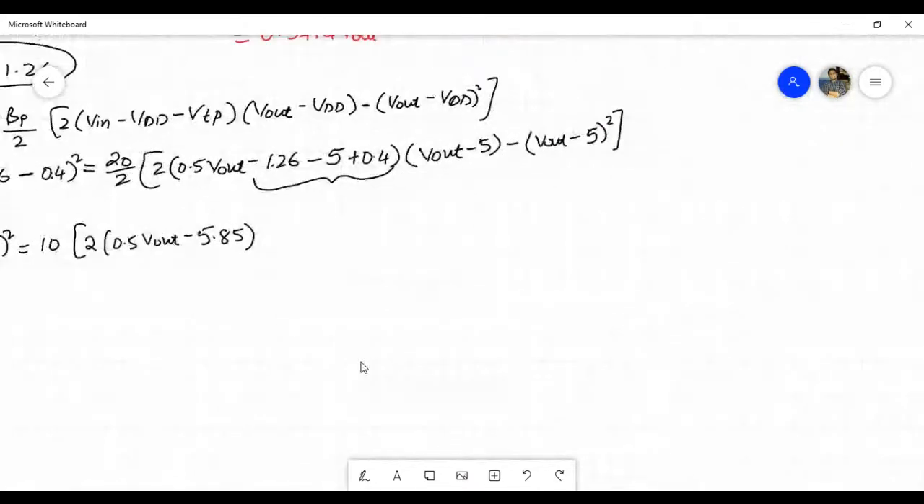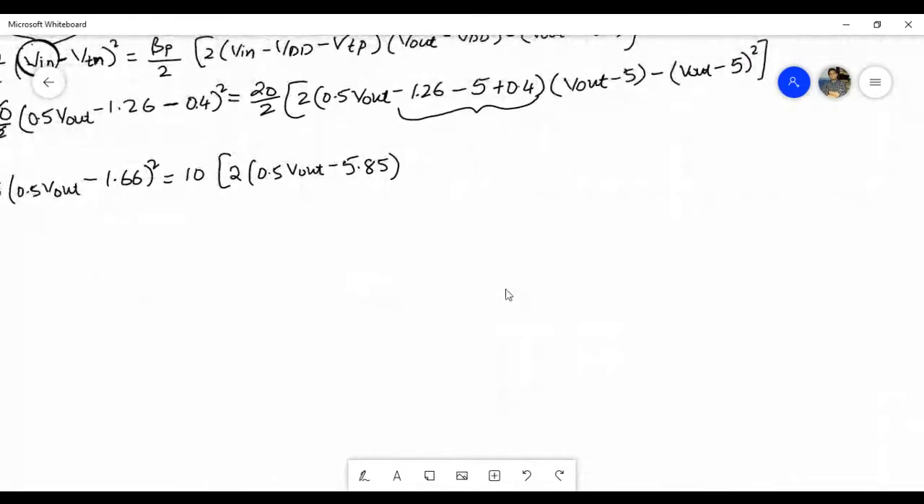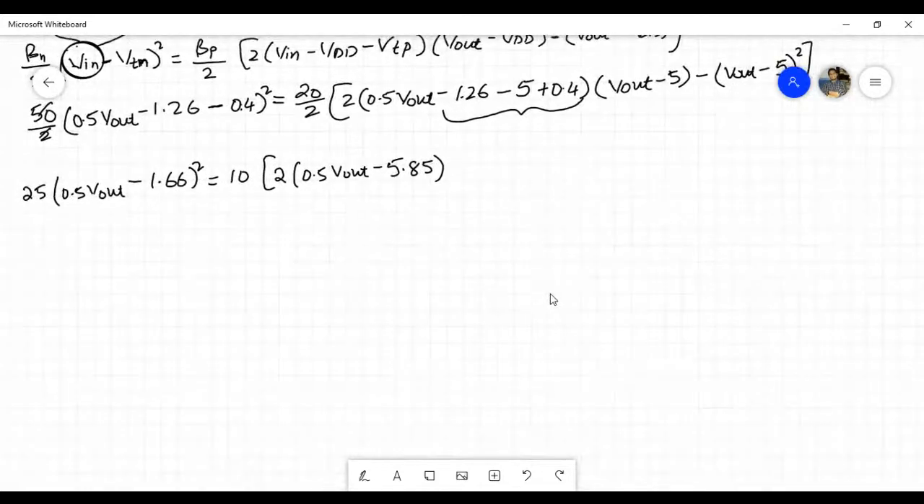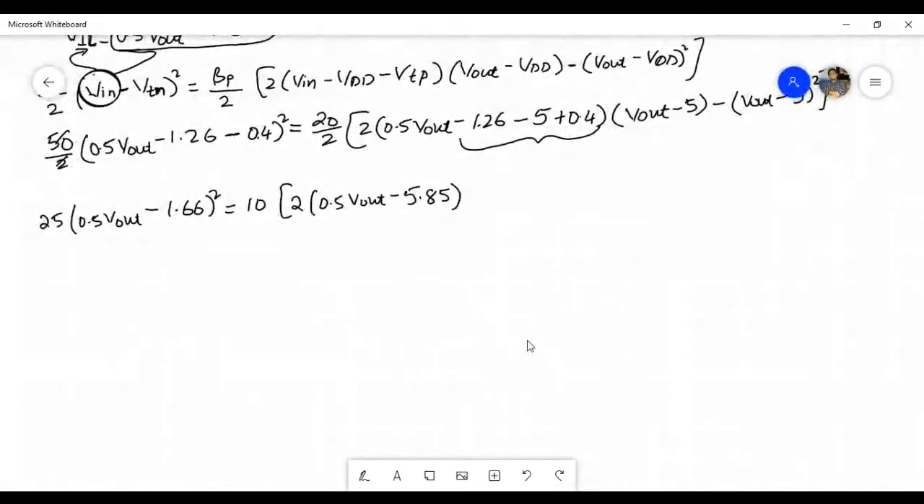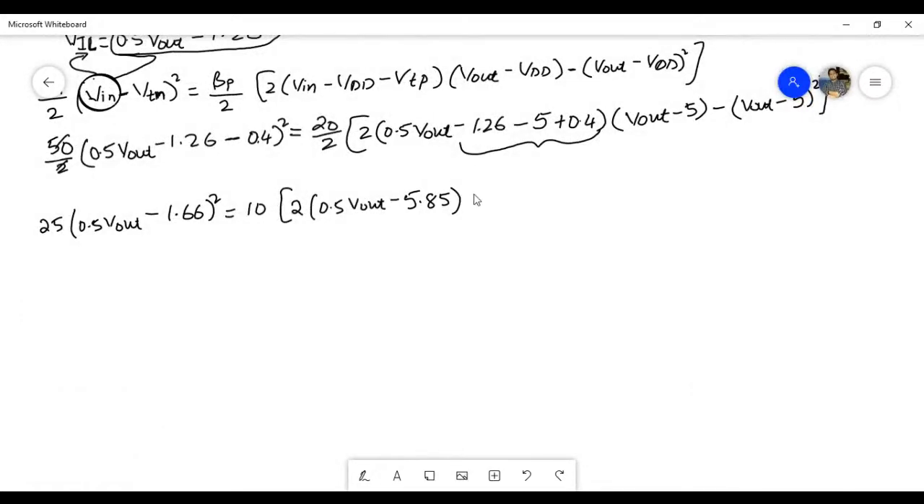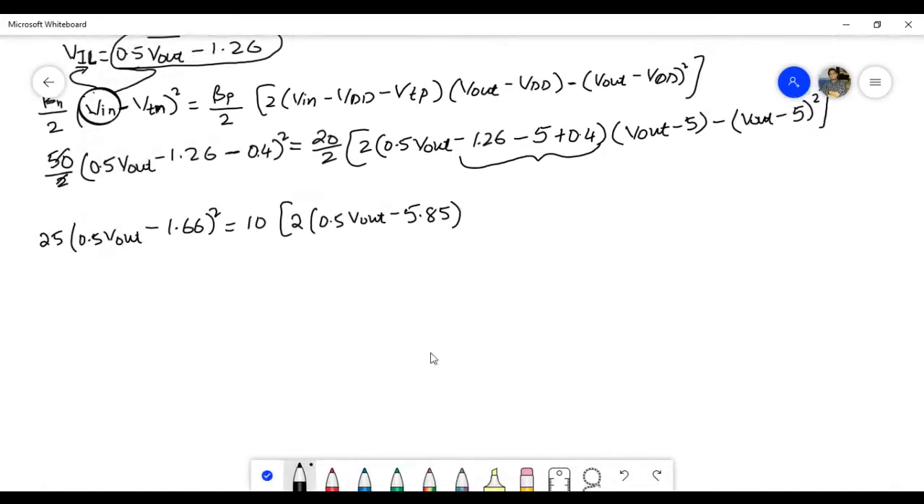Next, V out minus 5, so A minus B whole square. Okay, V out square minus 2 into 5 becomes how much? 10 V out plus 5 square becomes 25. Okay, this is the V out whole square term.